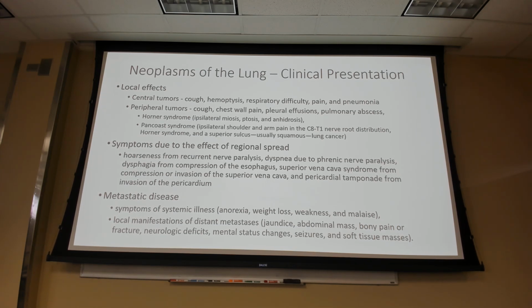We do want to differentiate because we see certain syndromes associated with different tumors. With peripheral tumors, we'll see Horner syndrome, and everybody remember what that is. That's miosis, ptosis, anhidrosis. So you'll see that pinpoint pupil on one side, you'll have that droopy eyelid, and then you'll have no perspiration on that side.